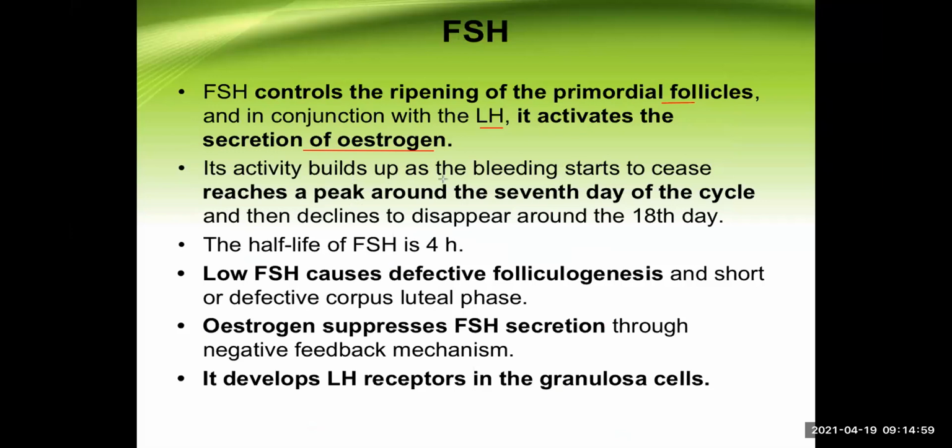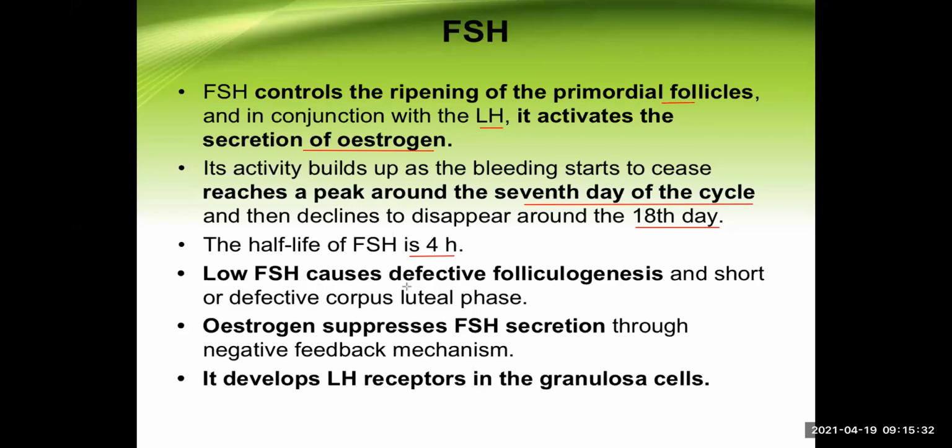Its activity builds up as the bleeding starts to cease and reaches a peak around the 7th day of the cycle, then declines to disappear around the 18th day. After that, there is no role of FSH. The main function of FSH is before the ovulation. It should make that follicle ready. That is the main job. That's why the peak occurs around the 7th day. Half-life of FSH is around 4 hours. This is purely pharmacological knowledge.